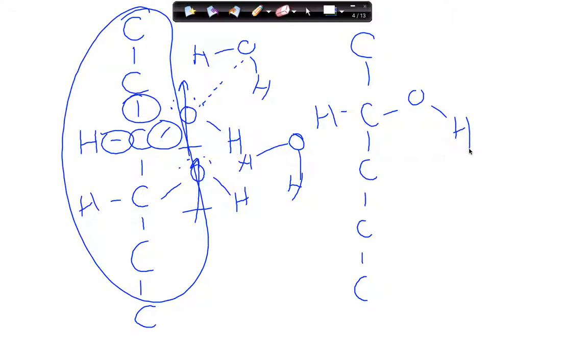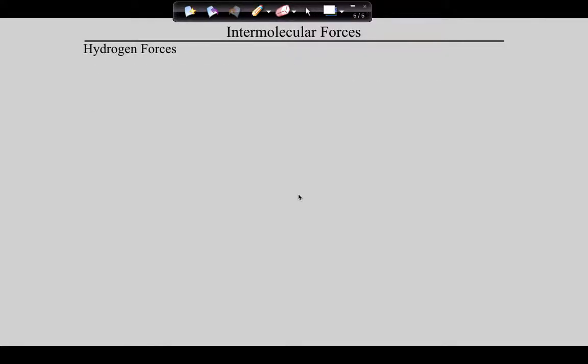Oh yeah, that stickiness is intermolecular forces. Yeah, stickiness is intermolecular forces. Exactly. It's all intermolecular forces. You guys good? Okay. So guys, moving along then, the next thing that we've got to tackle is hydrogen forces.